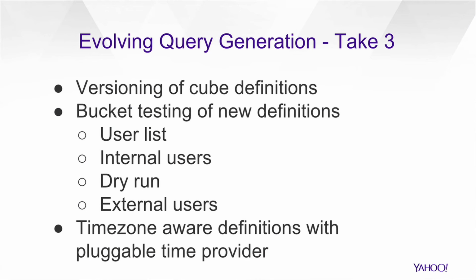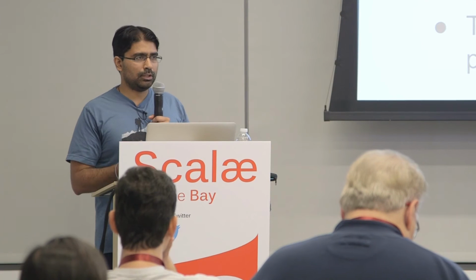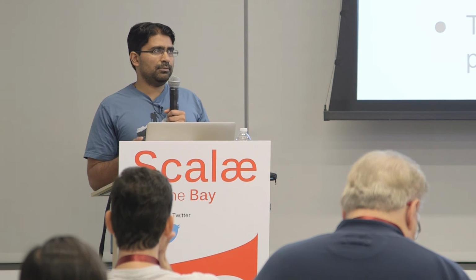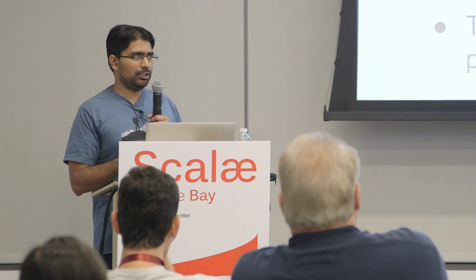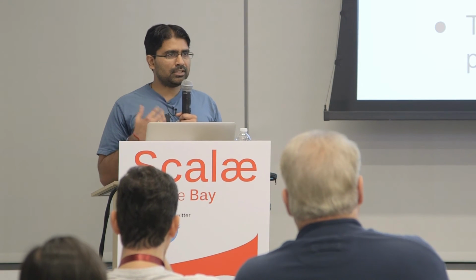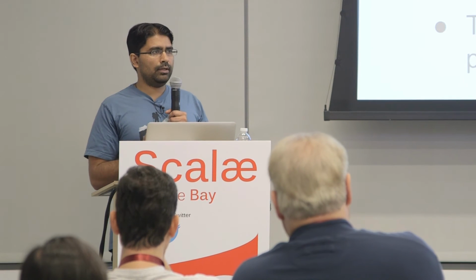In order to push changes out to production, we added versioning to our cube definitions. And as a part of pushing out the new definitions, we added the ability to bucket test those definitions to various sets of users. So as we increase the bucket size and feel that the new definitions are good enough, we can essentially update the default version to be the new version of the cube definition. This allows us to easily make changes in production, test them out to a certain set of users, and make sure that there's no user impact.